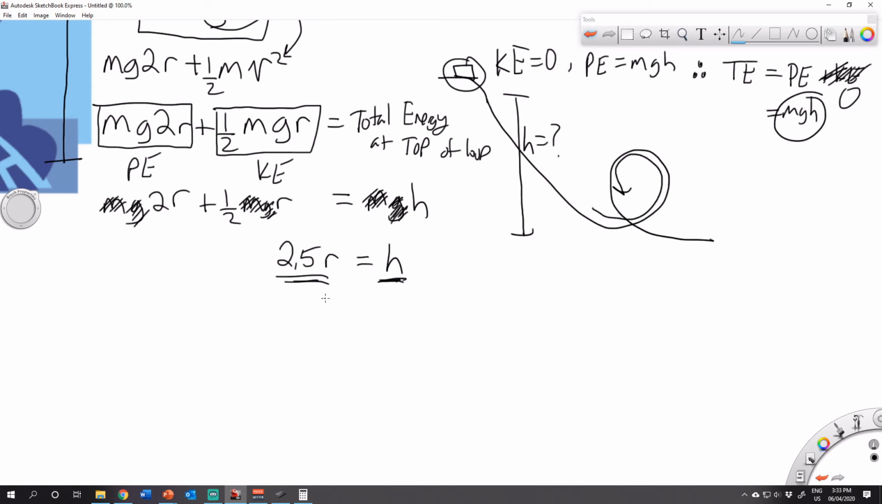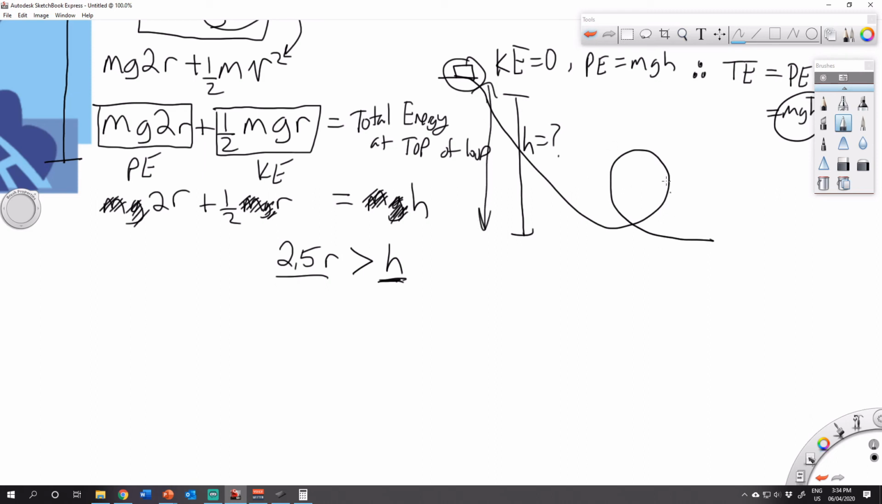Ideally, you'd want it to be higher, so I should change this to greater than or equal to height. Not greater than or equal, just make it greater than. That's to leave room for error. So a good designer will leave room for error. So the height of the first drop before the loop needs to be at least 2.5 times the radius, preferably more.